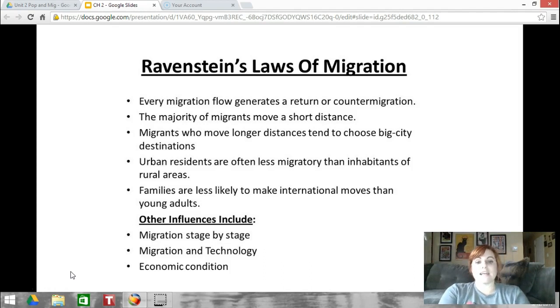Urban residents are often less migratory than inhabitants of rural areas, which makes sense because we've talked about the trends are that most people will move from rural areas to urbanized areas, not the other way around. Families are less likely to make international moves than young adults. Most migrants that are international migrants are young, single, and usually men, but that's not always the case, but usually they are young and they are single, okay? It's harder to move a family, right, into an international location.